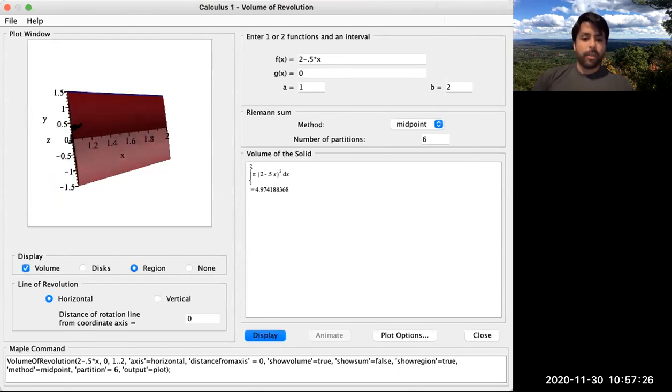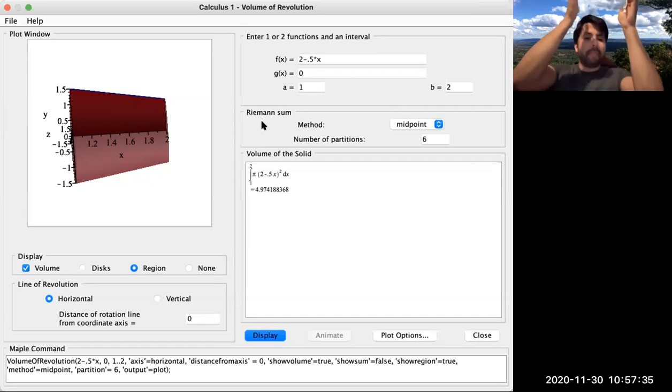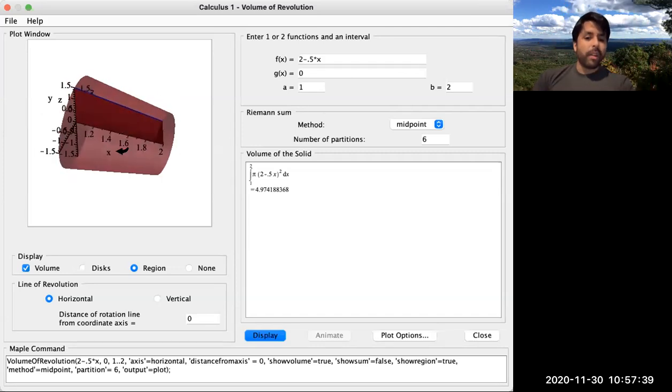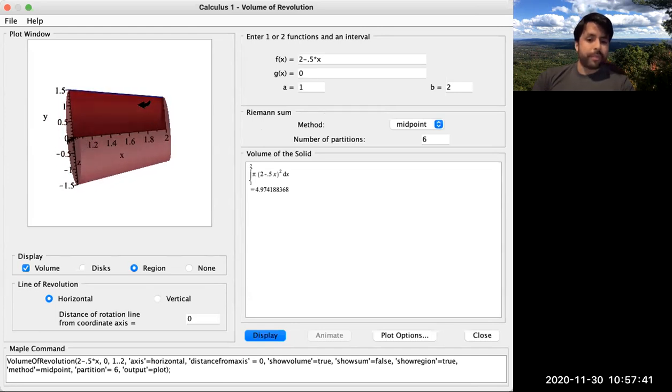But this red region is that yellow striped region that we had. That is what we want to revolve around the x-axis. And when we do so, this is what we get. It looks like, this is really called the frustum of a cone. This is make believe, like if this were to continue, it would create a cone and we have the base of it. And this is what we want to figure out the volume of.